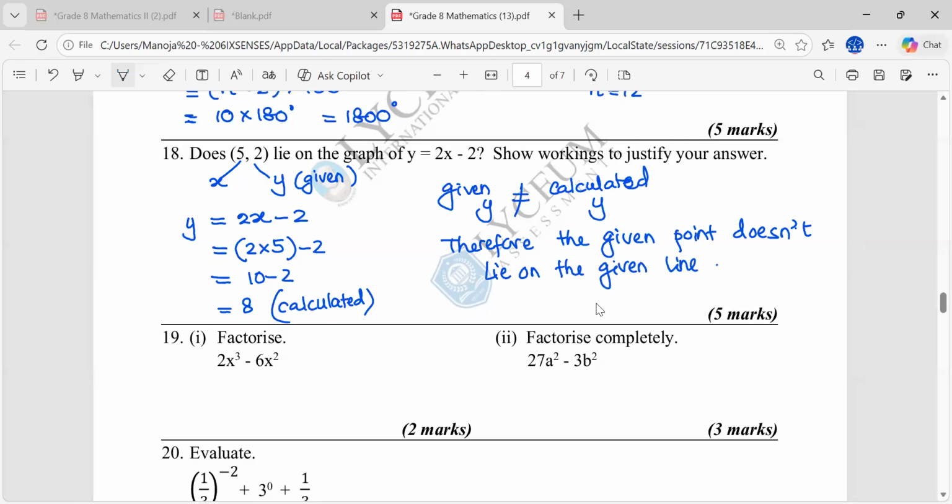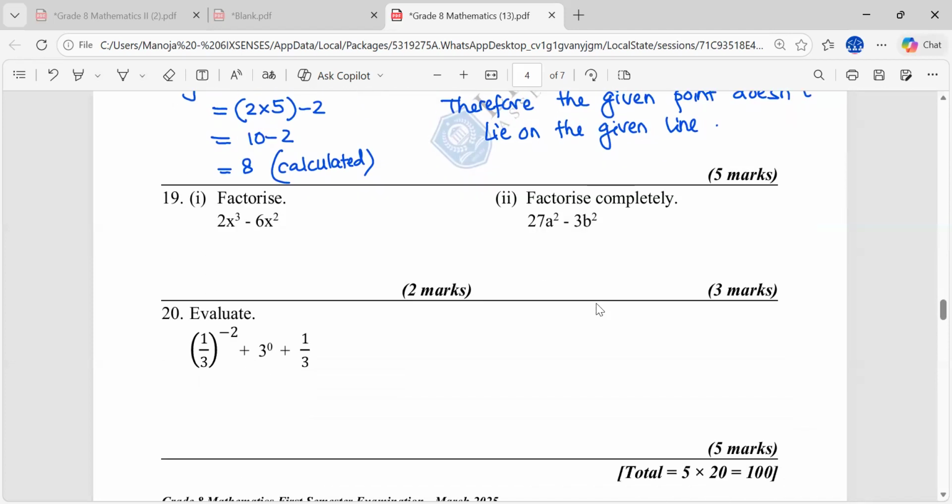Right? So this is how you want to decide. First, you keep the given y value separately and use the given x in the formula and calculate the y. If the calculated y and the given y are equal, the given point should lie on the given line, but it is not here. Then we want to factorize.